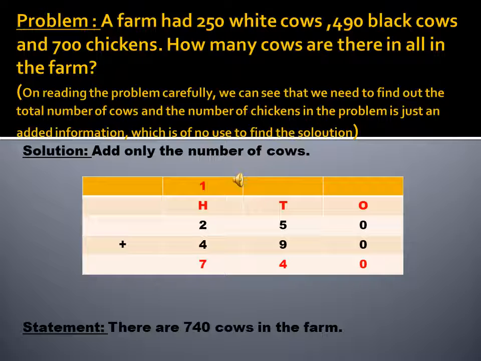So if you see, we have the white cows being 250 and the black cows being 490, and we've added them together and we've got 740 cows in all. And the statement: there are 740 cows in the farm.